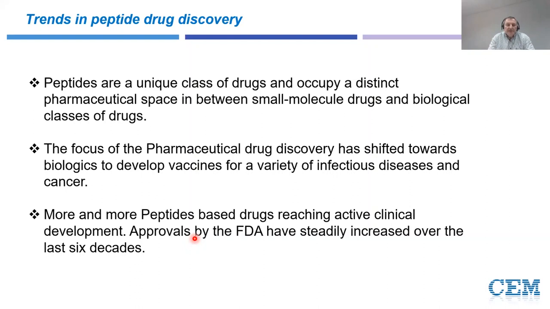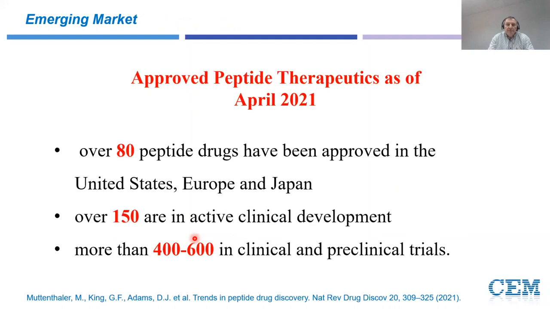I give you short numbers here. Over 80 peptide drugs have been approved in the United States, Europe, and Japan. Over 150 are in active clinical development. More than 400 to 600 are in clinical and preclinical trials. And even if the peptides are maybe just 5% of the drug market, more and more pharmaceutical companies get more and more interested in peptides because of their high specificity and low toxicity.